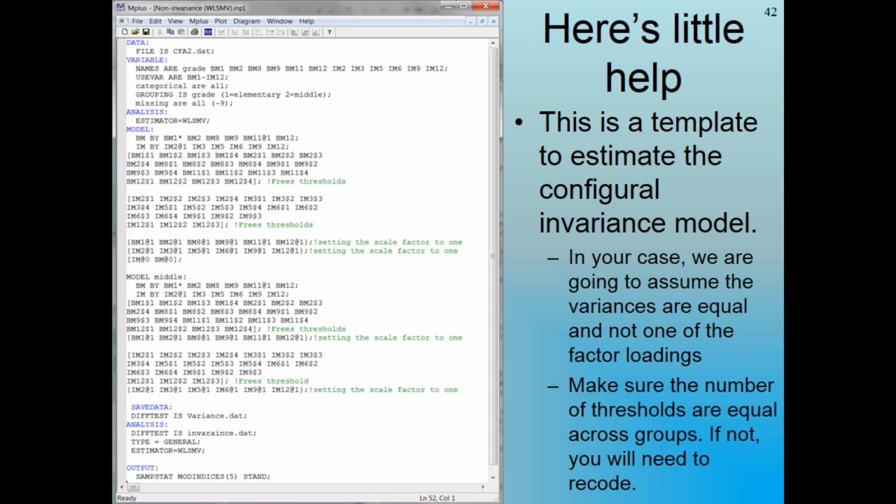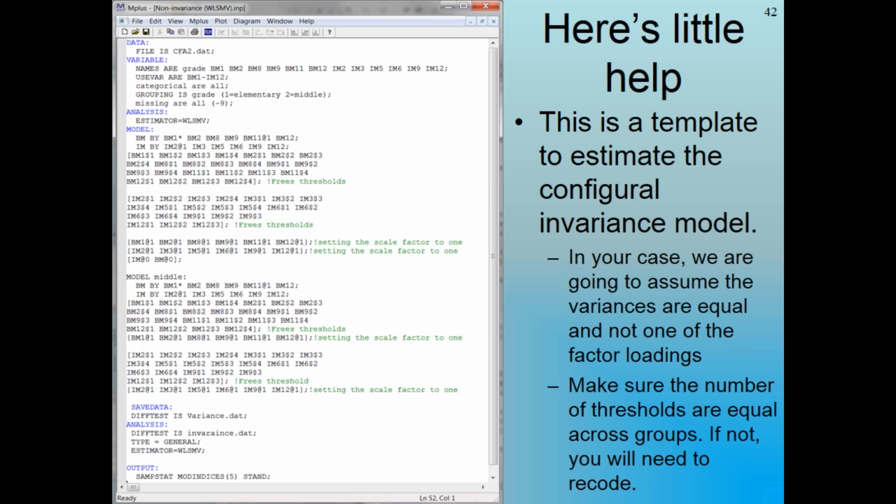Another important thing to remember is that you need to make sure that your thresholds are equal across the groups. This is critically important. So if elementary school teachers have three thresholds for BM1, there need to be three thresholds for the middle school teachers. Because if not, you're estimating different models if you have a different number of thresholds across the two samples.